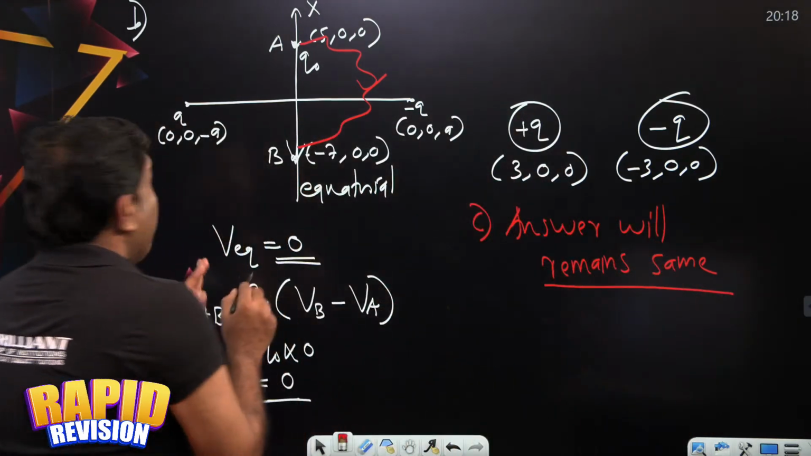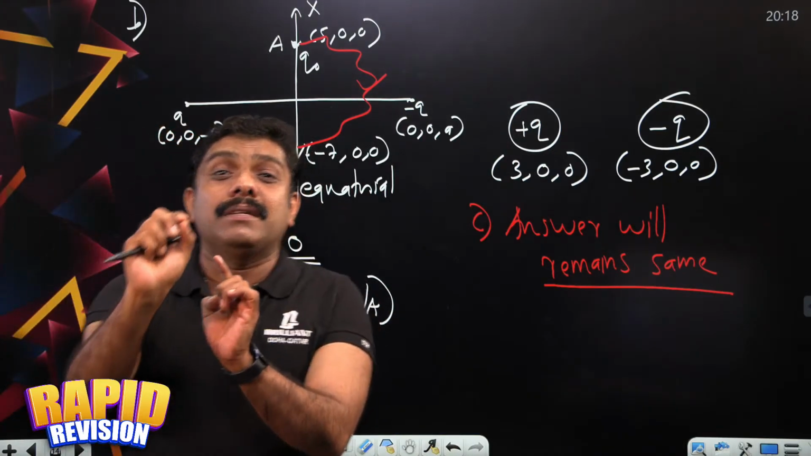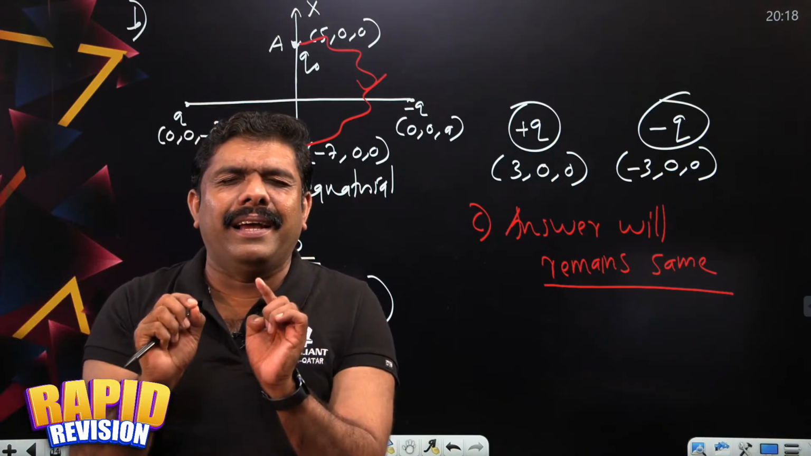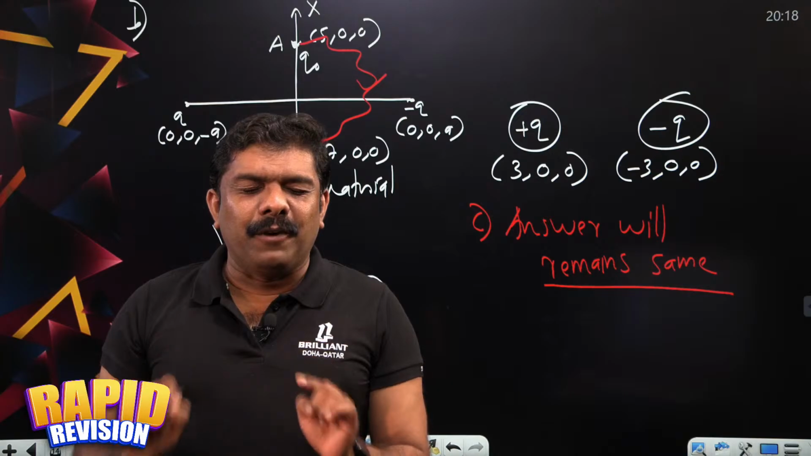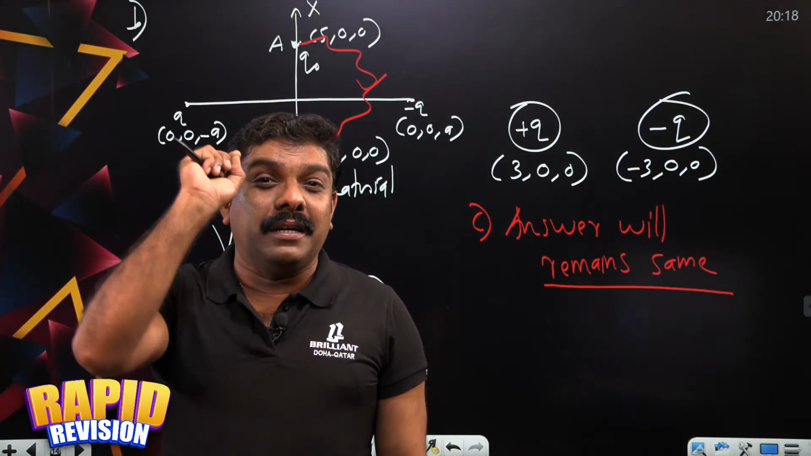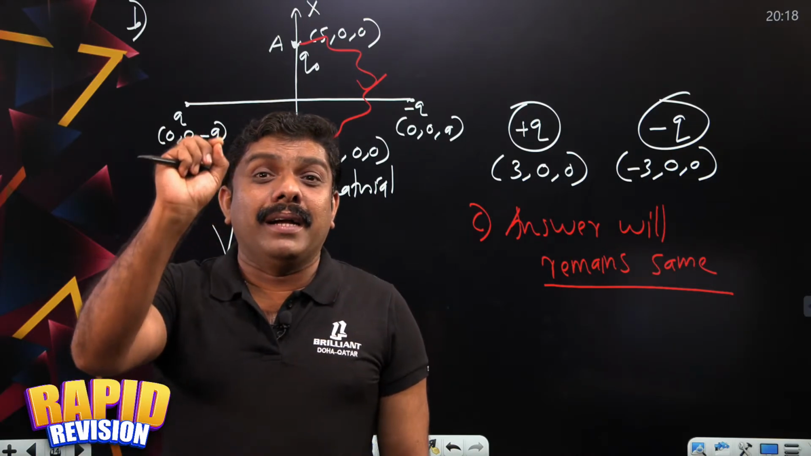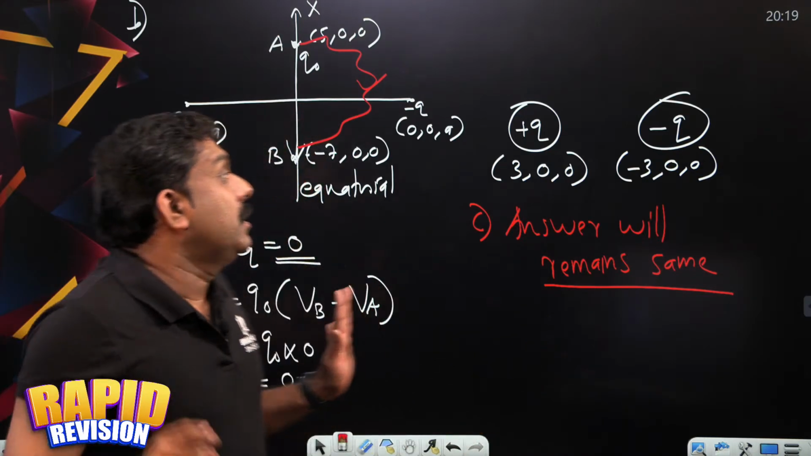So these are the conceptual points about the dipole. I'm repeating once more, please listen to what I said. Axis potential is 1 by 4 pi epsilon 0 times p by r squared, and equatorial potential is 0, and the work done to move a charge along the equatorial plane of the dipole will always be 0.